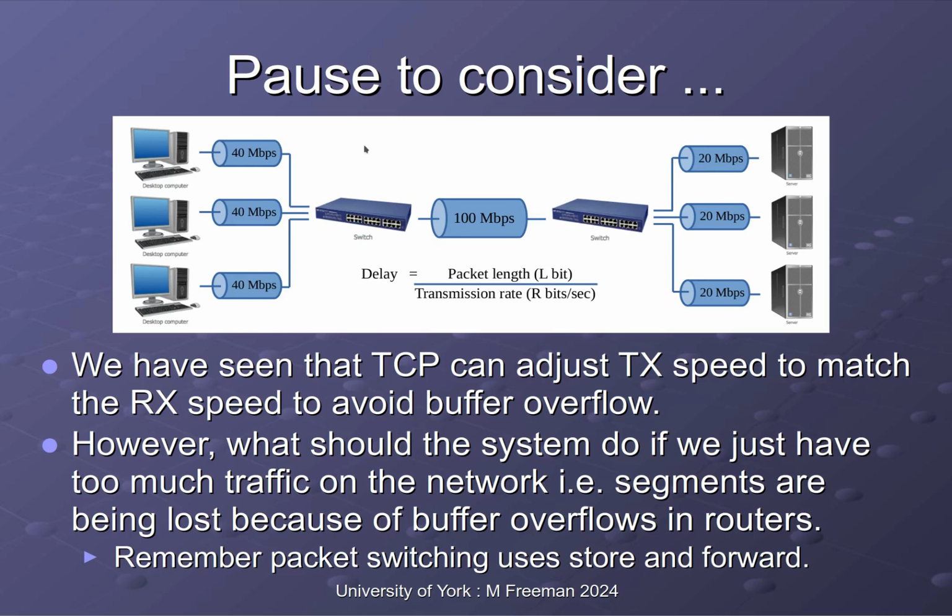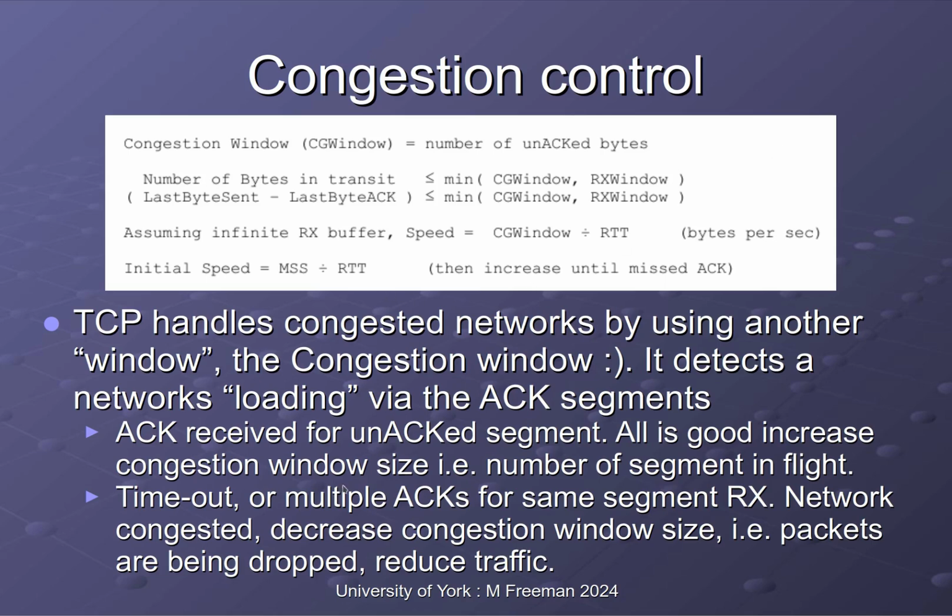Any new packets coming in will just be dropped. There's no space for them to be stored. Remember, this is store and forward. It's a packet switch network. These packets will be lost. Therefore, the transmitting machine will not get back an acknowledgement because those packets will never get to the server. And that's what it can use to detect congestion. If it starts to detect that it's not getting back these acknowledgements, then there's probably a good reason for that, and it's probably down to the amount of traffic on the network.